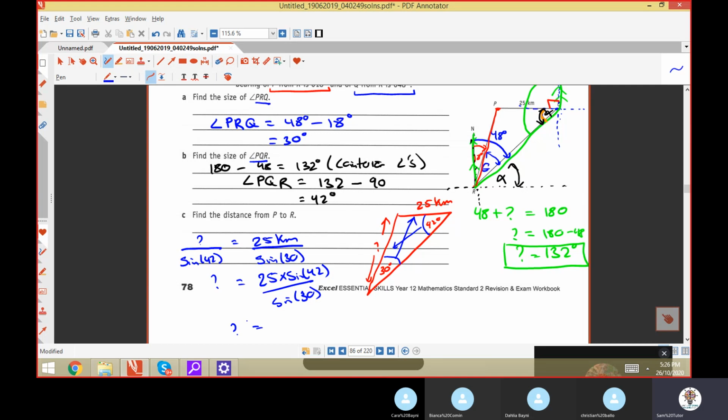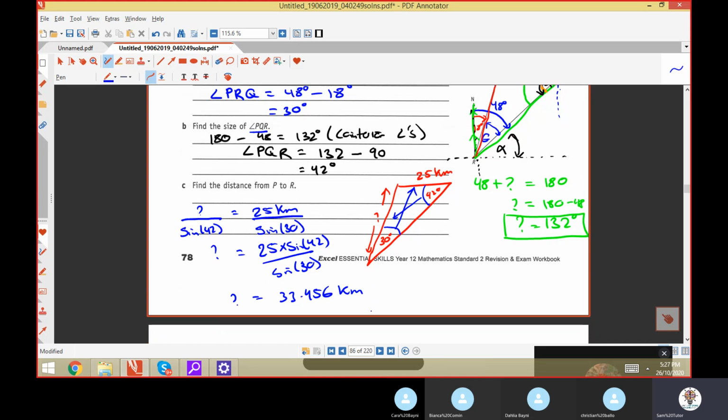But does it make you understand it though? So, it's all good then. 33.456 kilometers. So we just approximate that, roughly 33.46 kilometers, brackets, 2 decimal places. Okay.